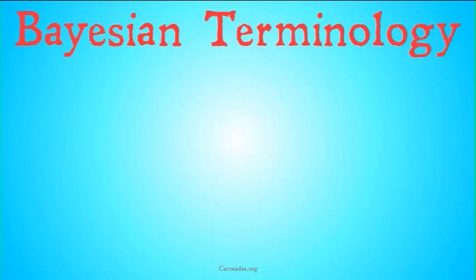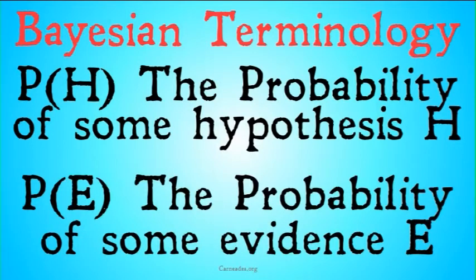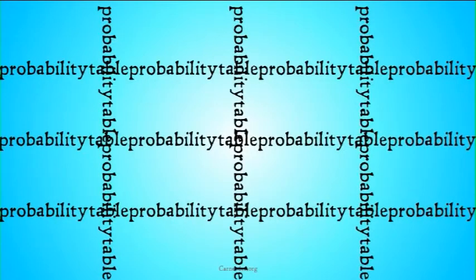We are going to be talking about Bayes' theorem. We need some terminology. If we say P of H, that is the probability of some hypothesis, H. Remember, this is yielding us a number between 0 and 1 inclusive. And P of E is the probability of some evidence, E.